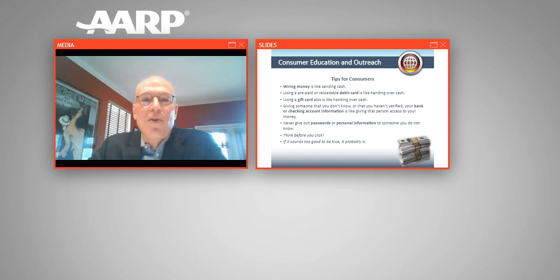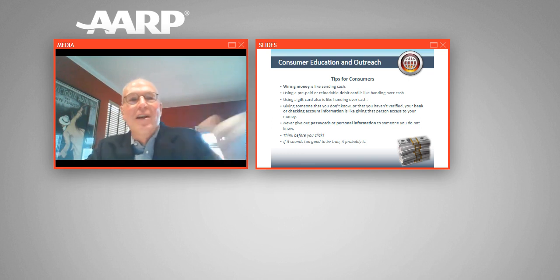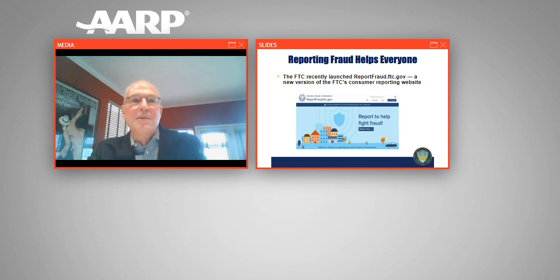Giving someone that you don't know and that you haven't verified your bank account or your checking account information, again, is like giving that person access to your money. Somebody calls you pretending to be your bank and wants you to verify your identity by providing your account information. That's a scam. Your bank's never going to ask you to do that. And then as Jay mentioned, never give out passwords or personal information to someone you don't know.